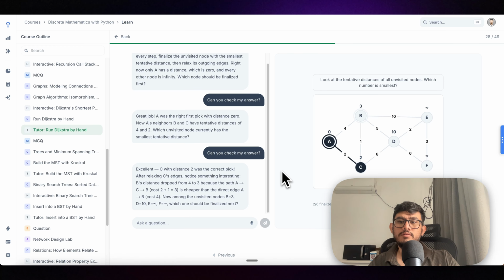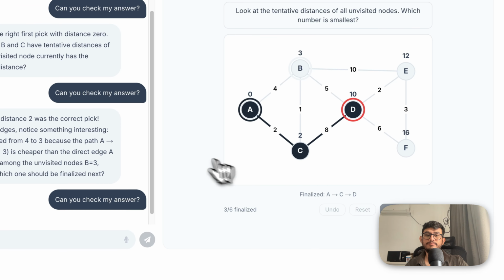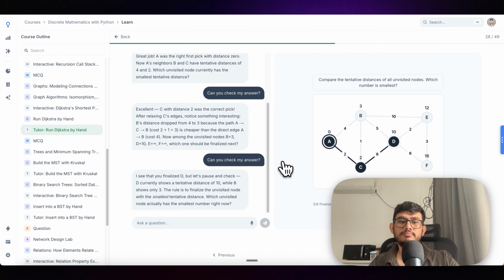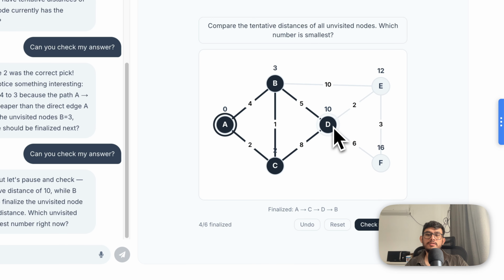Let me take a wrong answer here. Instead of going to B, let me try D. Let's see. You picked D with distance 10, but look at B, which shows only 3. Which unvisited node has the smallest tentative distance? Let's do B instead.